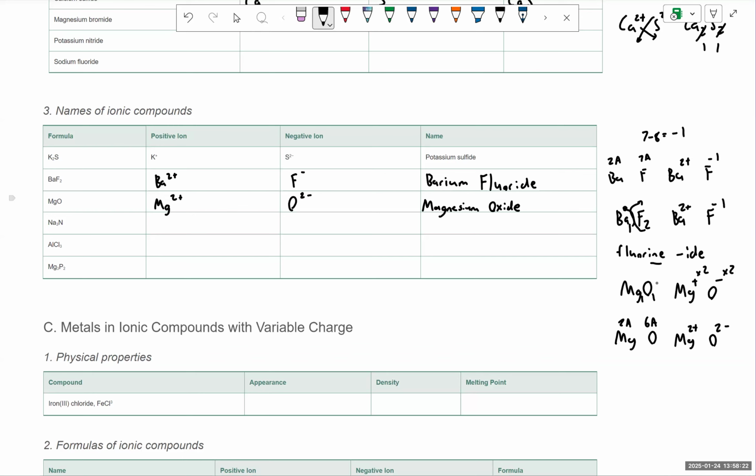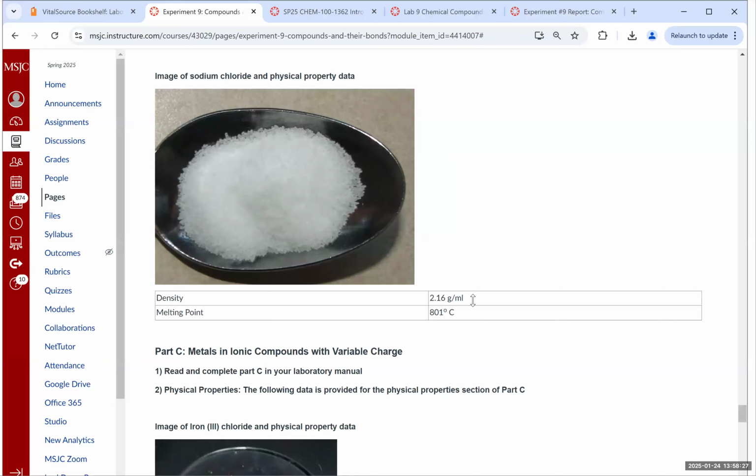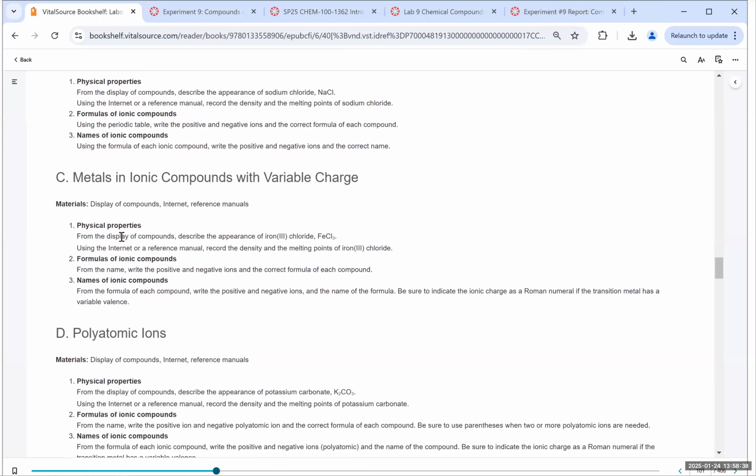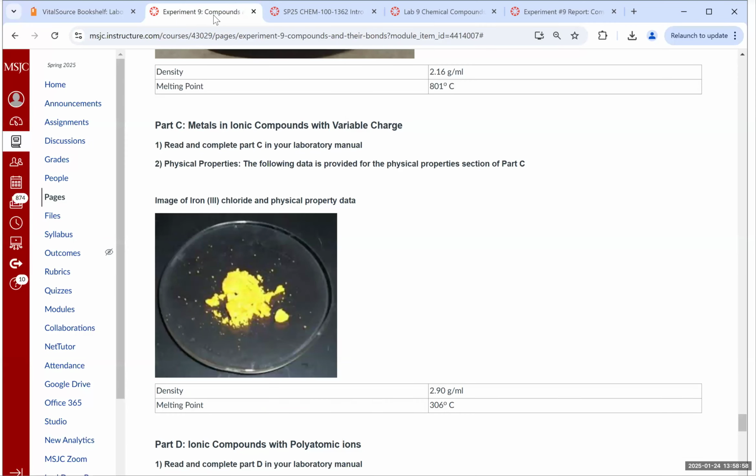So we finished up part B. Let's move on now to part C. So for part C, we're going to read part C in our lab manual, and we have some physical property data that we're going to use. From the display, we're going to describe the appearance of iron 3 chloride. We're going to record the density and melting point. From the name, we're going to write the positive and negative ions and the correct formula for each compound, and then we're going to name each ionic compound.